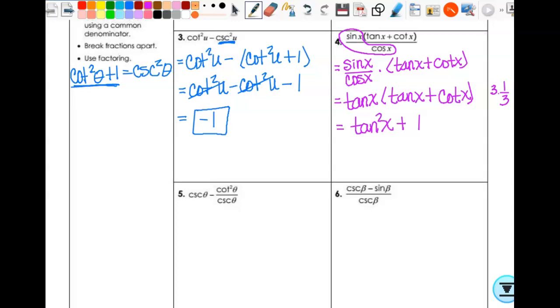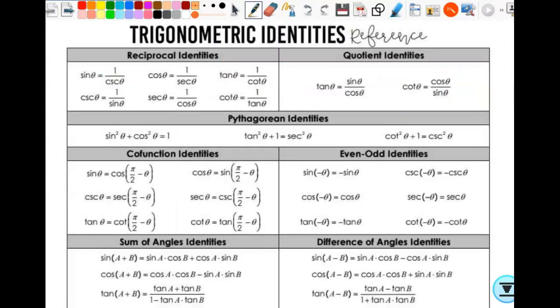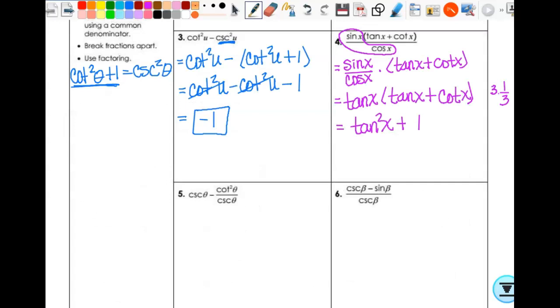Okay? So now I have tangent squared plus 1. Do I have anything that would fit into that? Yes, look, tangent squared plus 1 equals secant squared. So that means I just come back over here and say, all right, that equals secant squared, and I'm done.